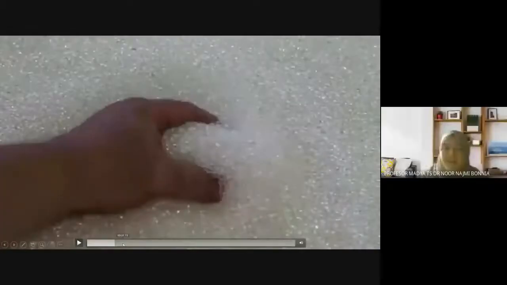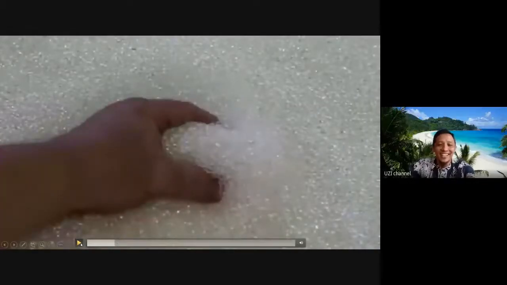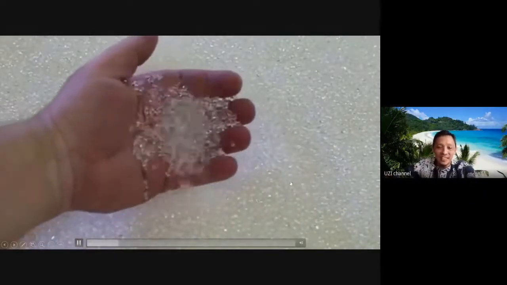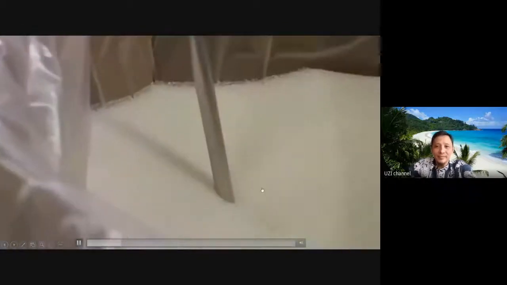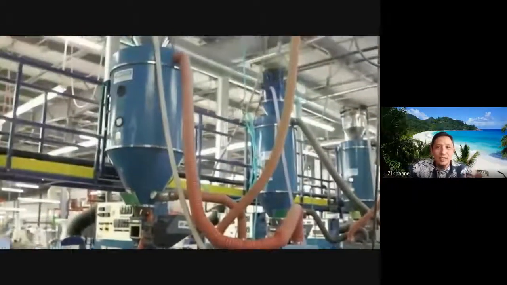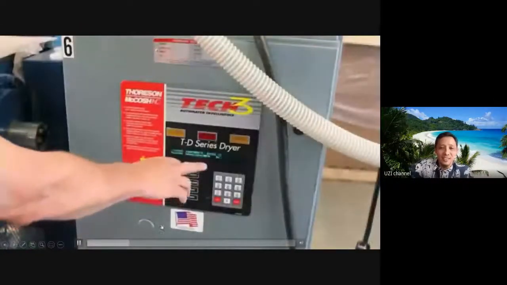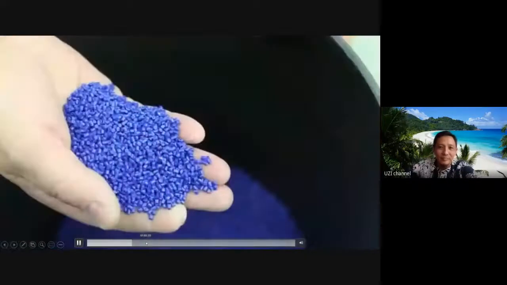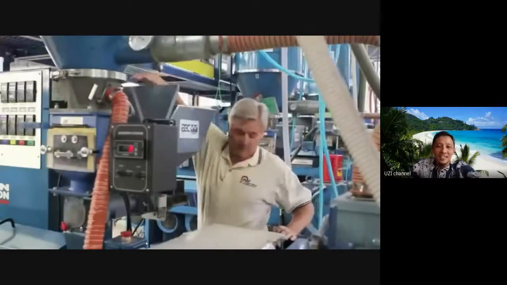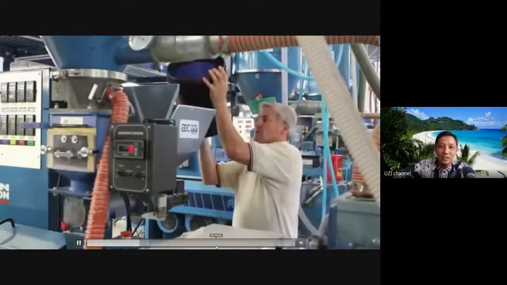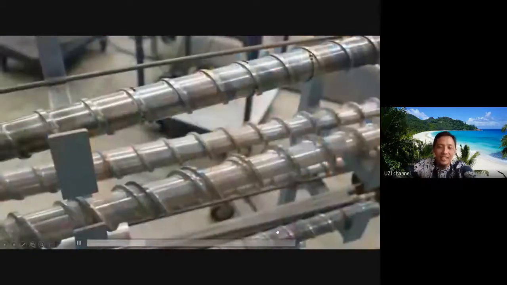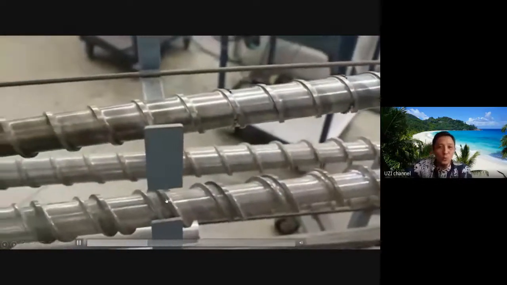Maybe you can explain during the process. Okay. So this is the raw material, the seeds of the polymer raw material. It is drawn by vacuum into the feeder area here, and then some adjustment, if we need to add some coloring. So the raw material is added with the color agent, and then this is the screw.